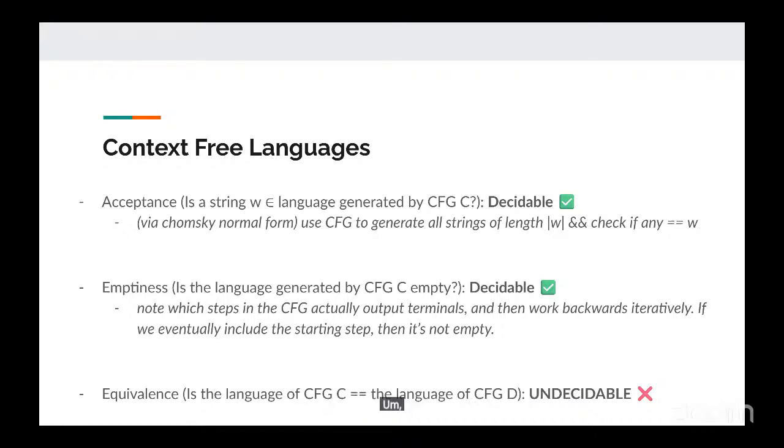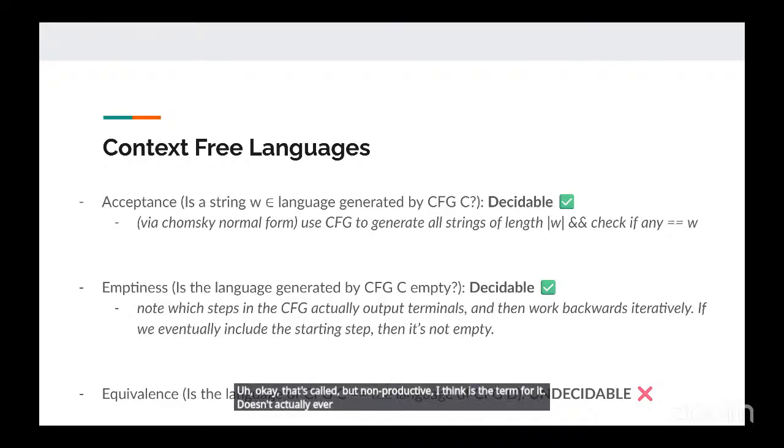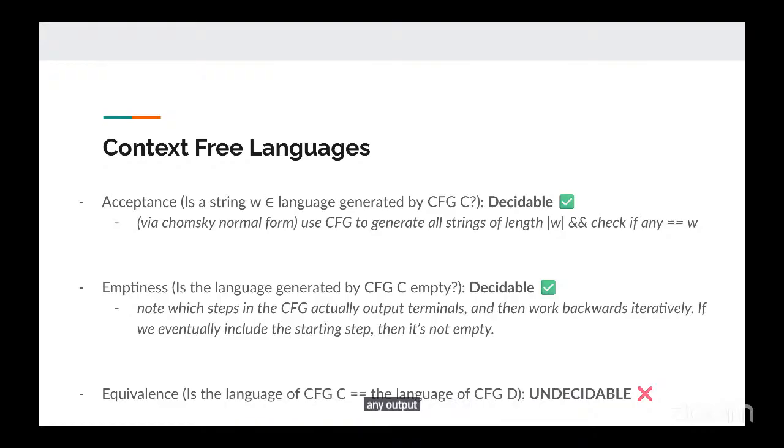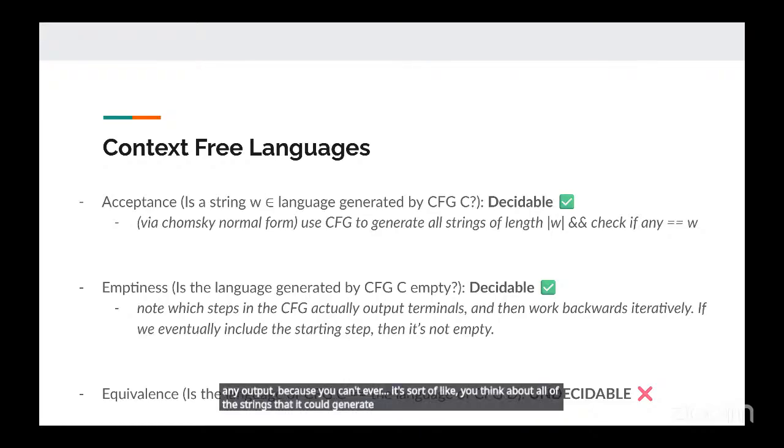Yeah. Then okay, that's called non-productive, I think is the term for it. It doesn't actually ever produce anything. And at that point, it's just considered to be empty. It doesn't actually have any output. Because you think about all of the strings that it could generate, and it can't generate anything. So there's no path to ever put out a terminal.